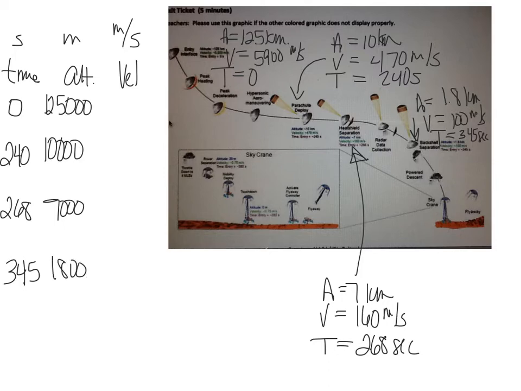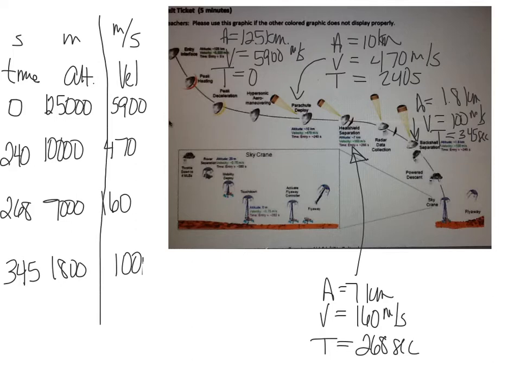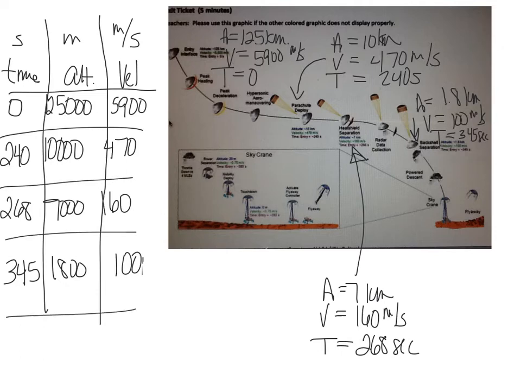My velocity in meters per second: 5,900 meters per second. Whoo, doggy. 470 meters per second. 160 meters per second, and 100 meters per second. I don't need to put the units in there. I've got the units in my table. So that's the table I'm going to use to graph. Very cool, right? Whew. Okay, another sheet.